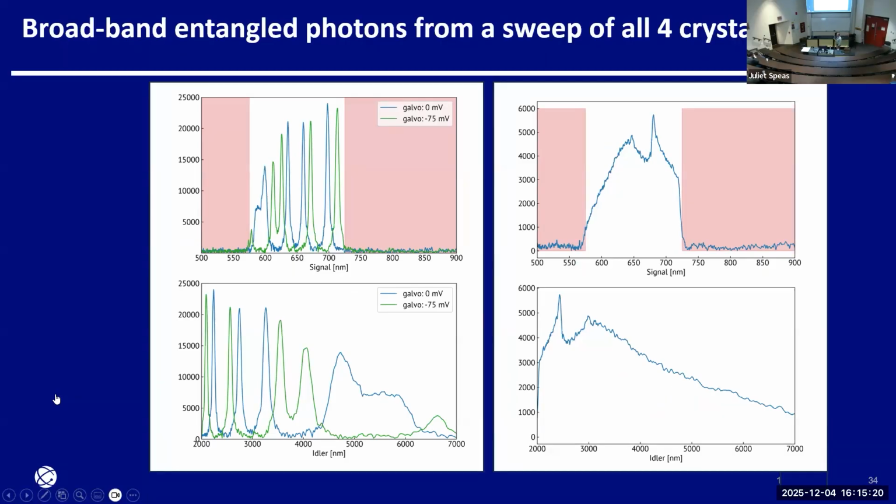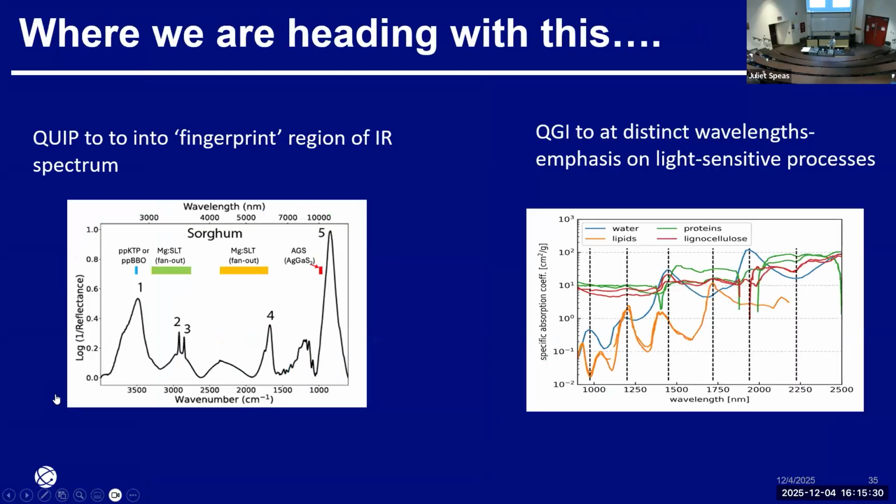So we have a broadband entangled photon source that we're trying to now do hyperspectral imaging with in QUIP. And I don't have any of those results to show you because they don't exist. But that's why this is science. And I didn't want to just talk about stuff I've already done.